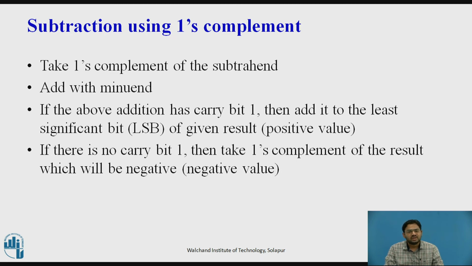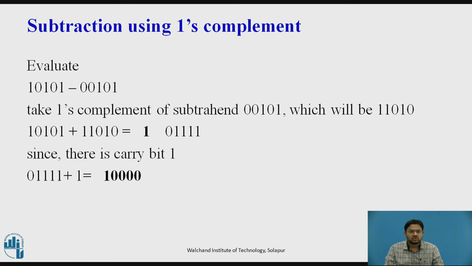If there is no carry, you have to take a ones complement of the result to find the magnitude of that answer. The answer, as you already know, is negative, and you take a ones complement of that result to find its magnitude. So these are the steps, and now let's see an example using a ones complement.